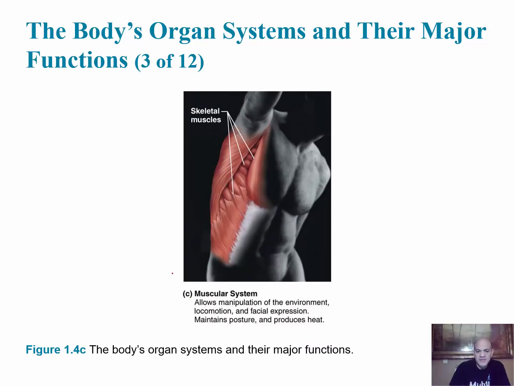The next organ system we're going to look at is the muscular system. If you ask what is an organ of the muscular system, you just say it's a skeletal muscle. You don't have to give a specific muscle, like a bicep or anything like that. The function of the muscle system is to allow for manipulation of the environment, allow for locomotion, and for facial expressions. Some of the muscles in your face will pull on the skin and allow those expressions. Your muscle system also helps you maintain posture, and if you get cold, shivering can help produce heat.